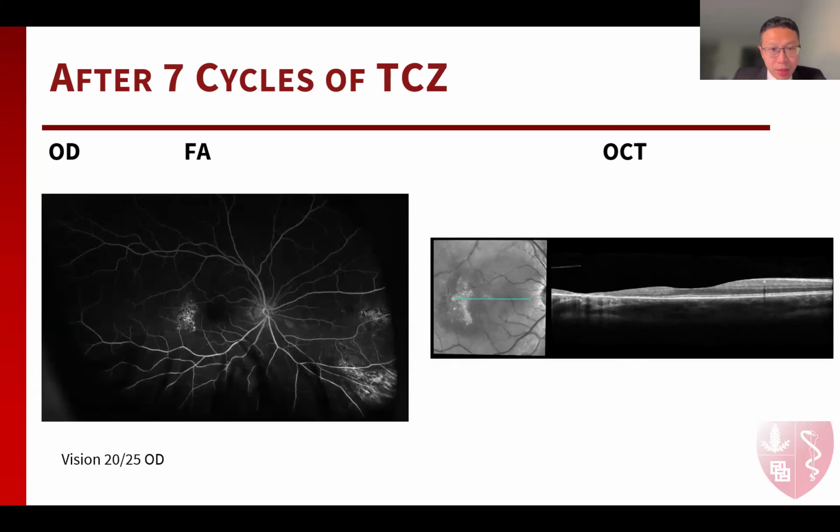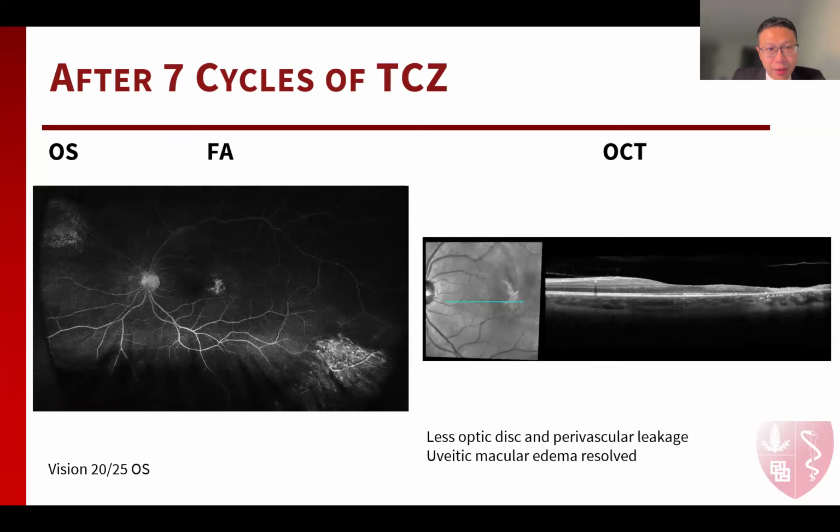After 7 cycles of the tocilizumab infusion, the visual acuity remains stable in the right eye, and there is less leakage in the periphery. And also in the left eye, we could see that the leakage also improved greatly, and the visual acuity improved to 20/20.